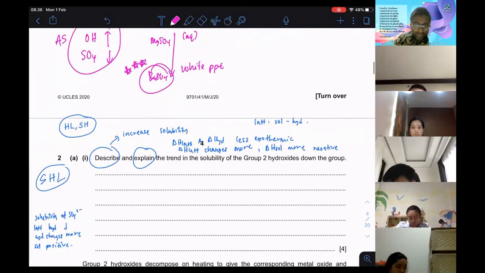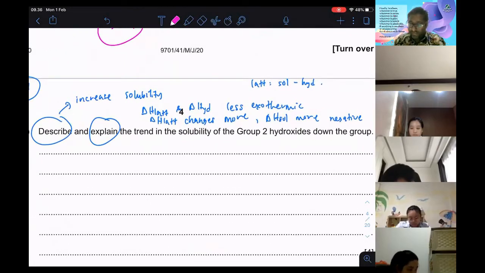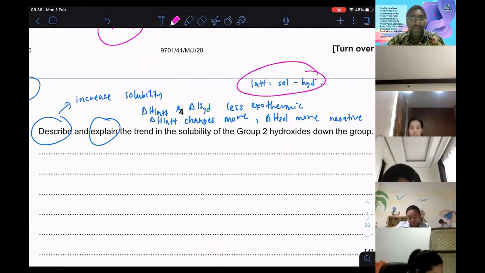Now, when they ask you to explain, we focus on the OH. They say explain the trend of the solubility of group 2 hydroxides down the group. How to explain? This is related to the formula, but for explaining, I think there is no need to use the formula. This is what I told you to remember: let the soul go and hide. If you can remember that, lattice energy, let the soul go and hide, because they are going, so it's going to be negative.